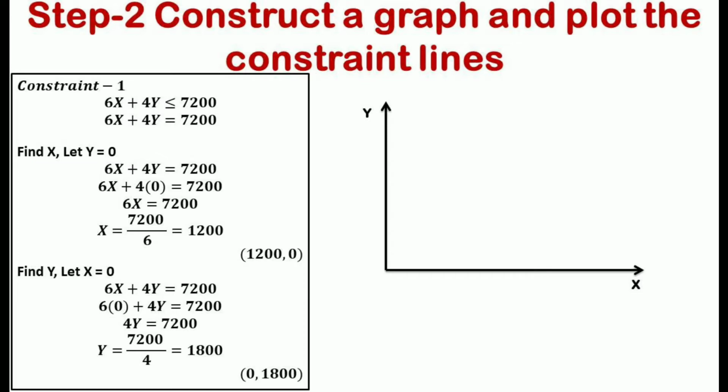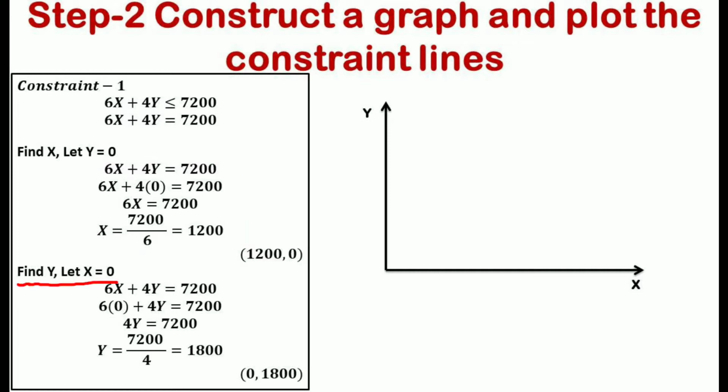See, our constraint now is 6x plus 4y equal to 7200. Now we are assuming the value of y is equal to 0. Then the equation will become 6x plus 4 into 0, instead of y we are using 0, is equal to 7200. So 6x is equal to 7200. If you are solving for x, then it is 7200 divided by 6, which is equal to 1200.